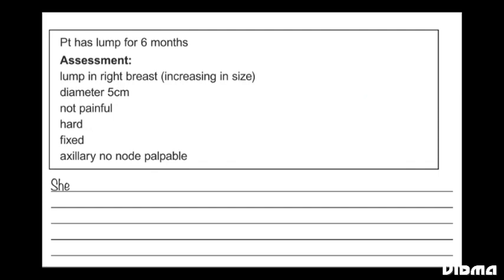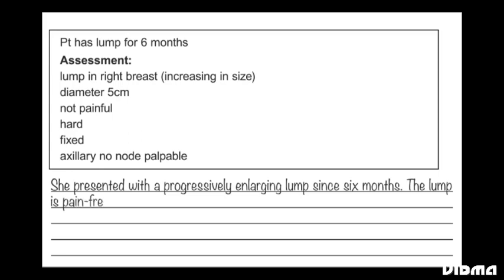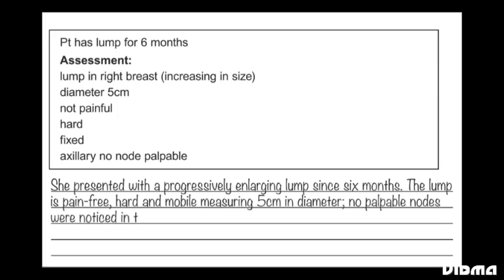Time's up. Here's my sentence. She presented with a progressively enlarging lump since 6 months. The lump is pain-free, hard and mobile, measuring 5 cm in diameter. No palpable nodes were noticed in the axillary area.